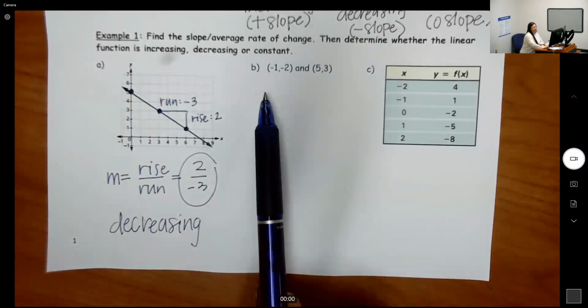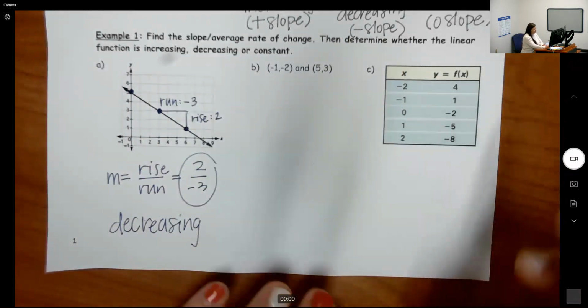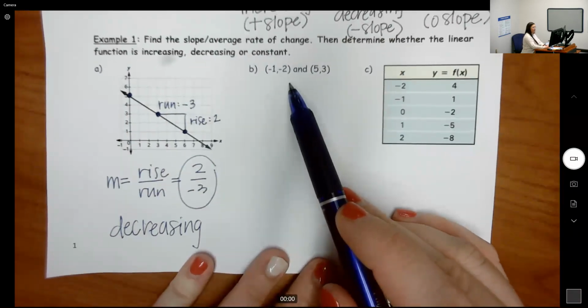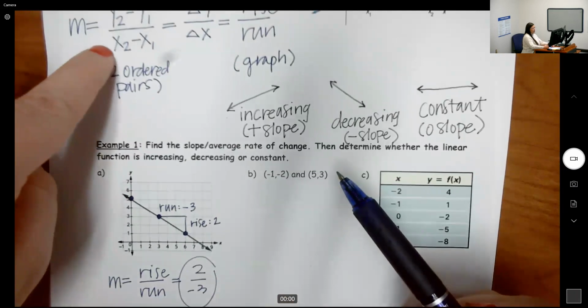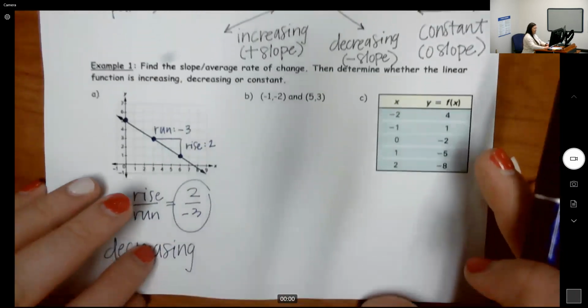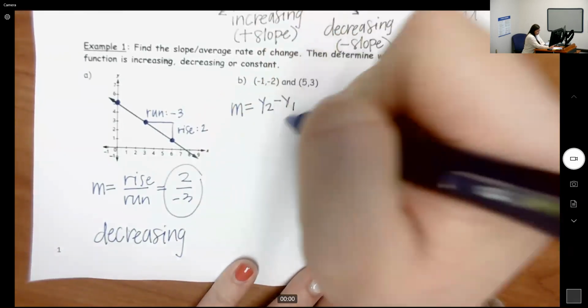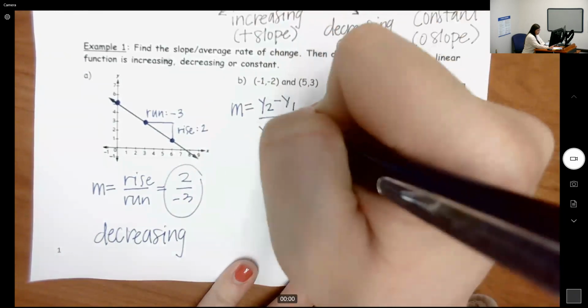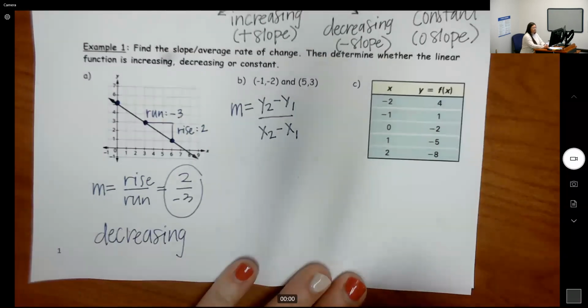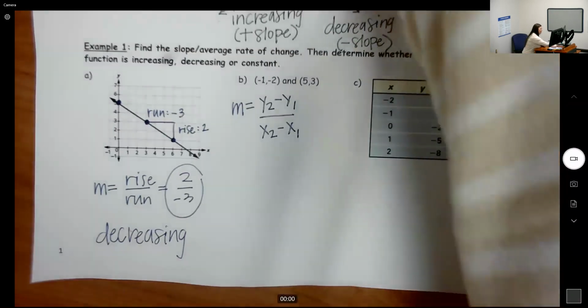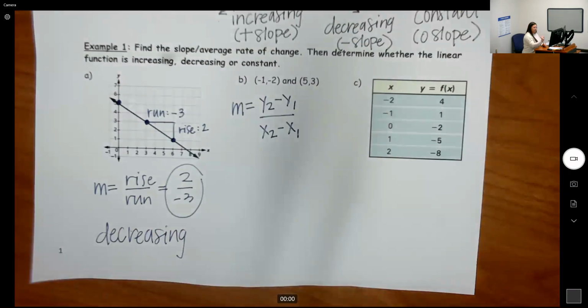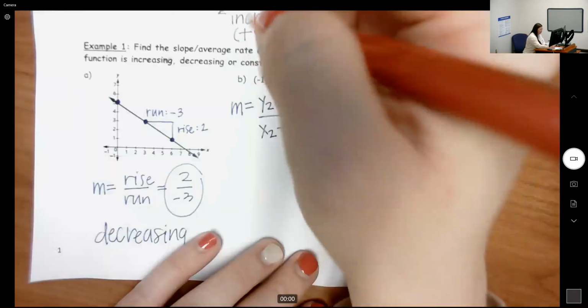Now on B, I don't have the option here. On B, I'm not given a visual, so we're going to use our formula here. And so I'm going to go ahead and just rewrite it down here. We have y2 minus y1 over x2 minus x1. What I like to do from there is label my points, and then it's just straight substitution.